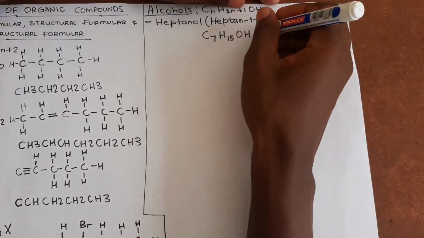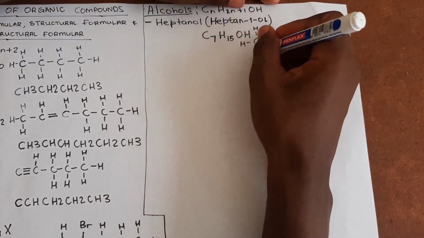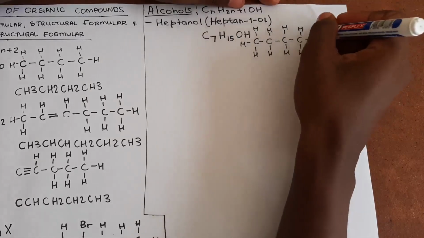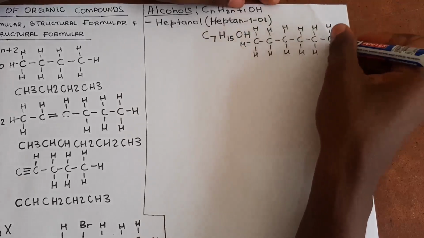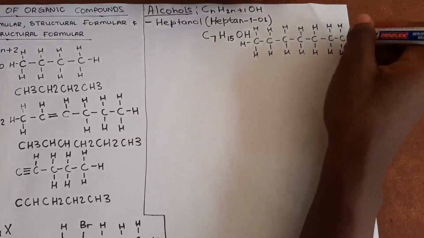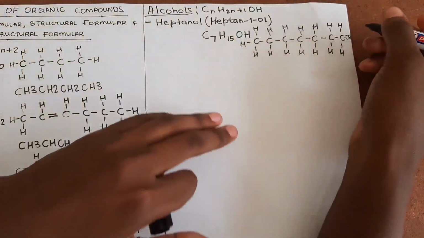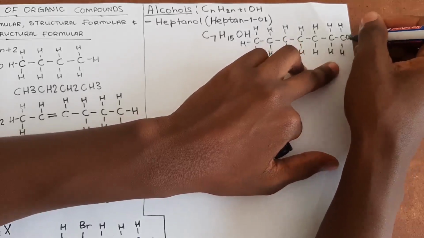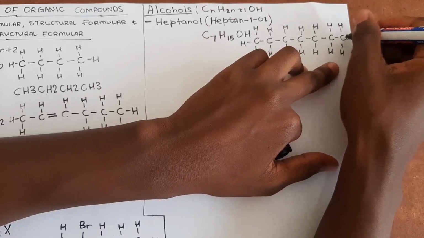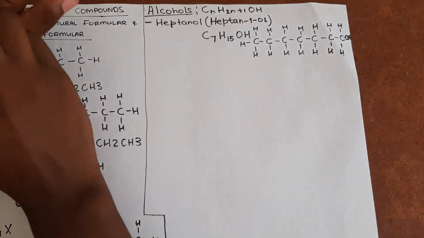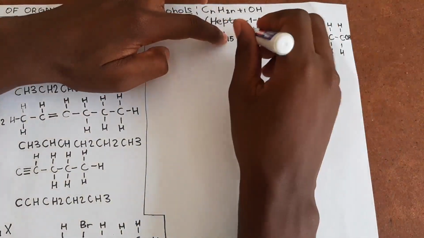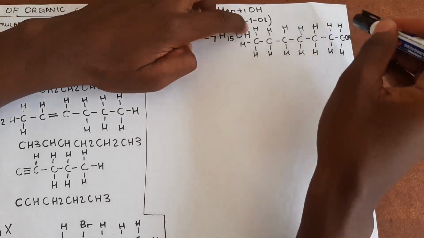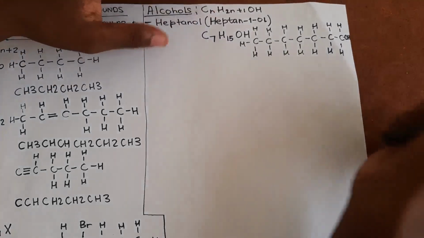So, how many H atoms? 15. Two hydrogen atoms on the end carbon, and we have the OH here. I hope everyone can see. There was no space there. So we have 15 H atoms plus the H atom of the OH group. Let's move to the condensed structural formula.